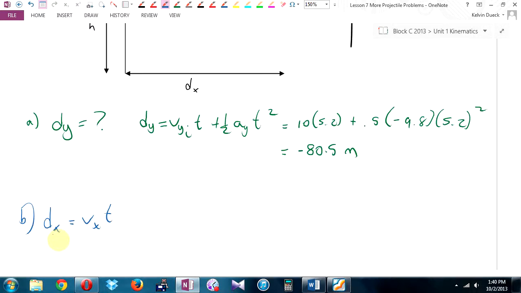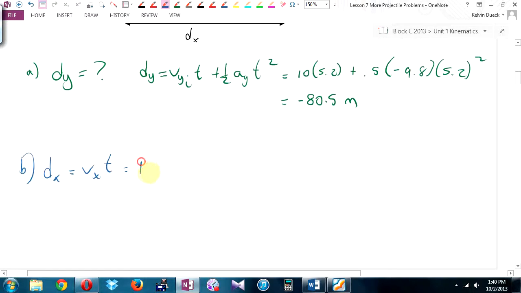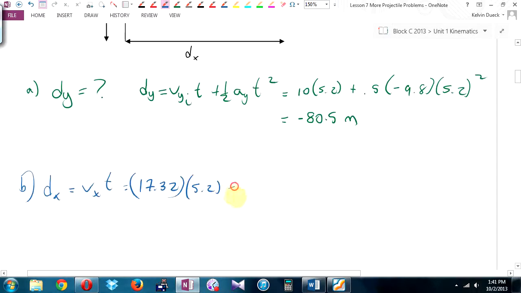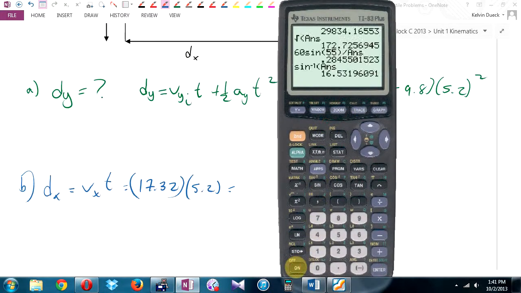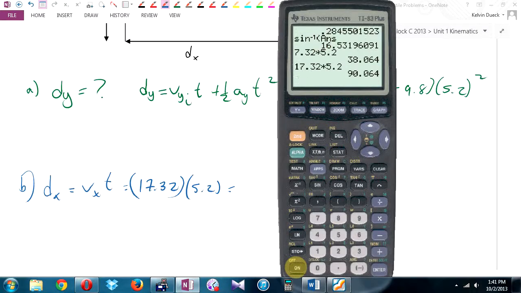It's going to be, what the heck was it? 17.32 times 5.2. I'll go to my calculator. 17.32 times 5.2, 38.1, is that right? Oops. 17.32 times 5.2, that makes more sense. Seemed a little short. 90.1? Yeah.